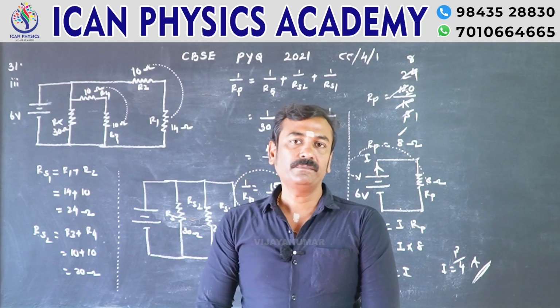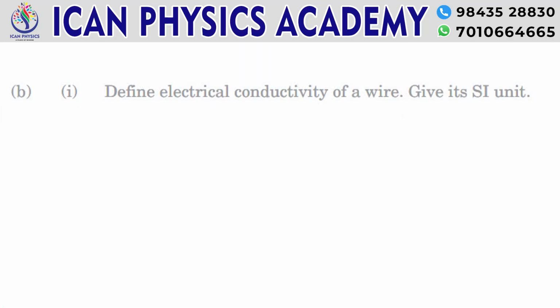Do you get it now? Do you have any doubts? No doubts. So now the 31 B question, first question: Define electrical conductivity of a wire. Give its SI unit.